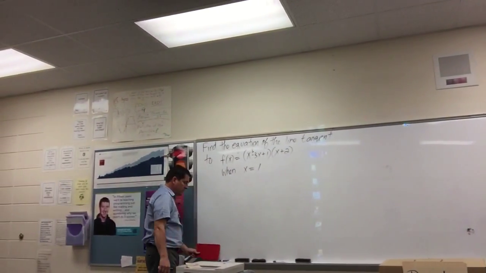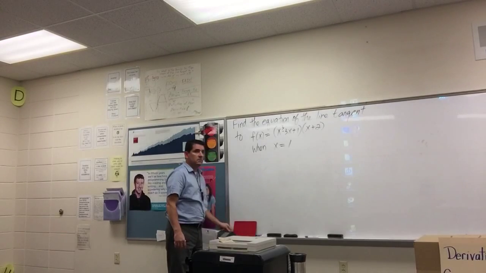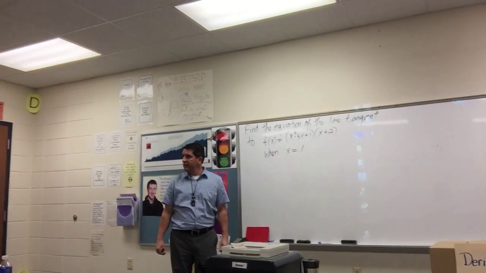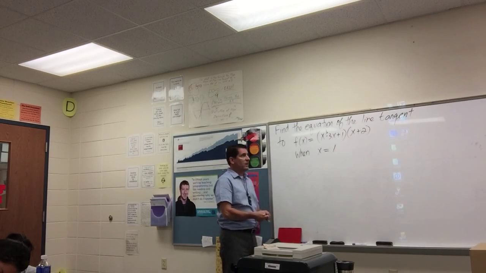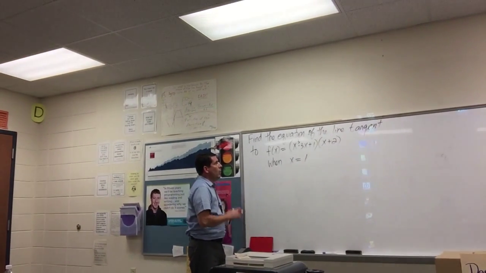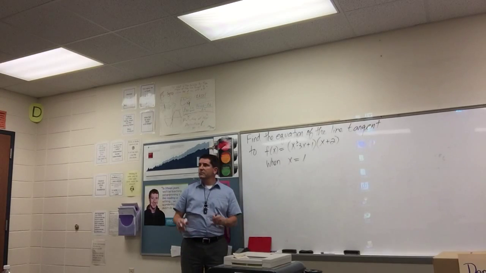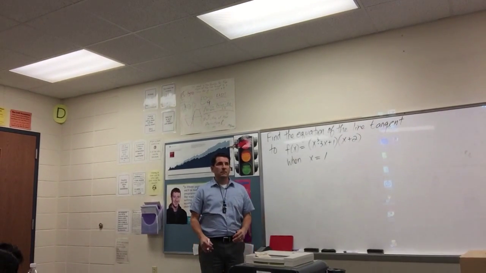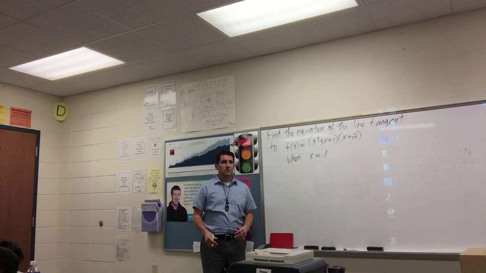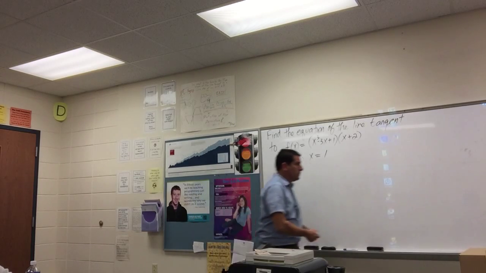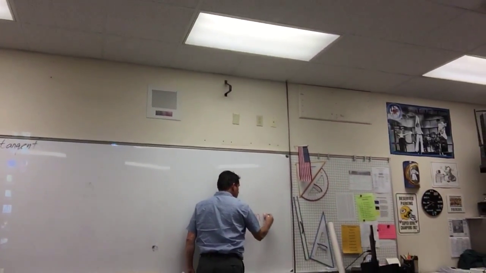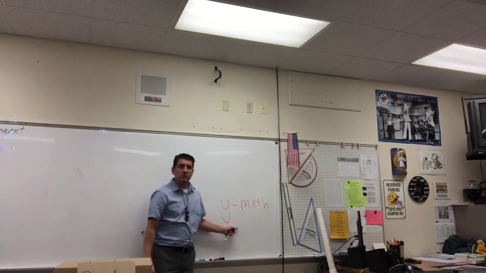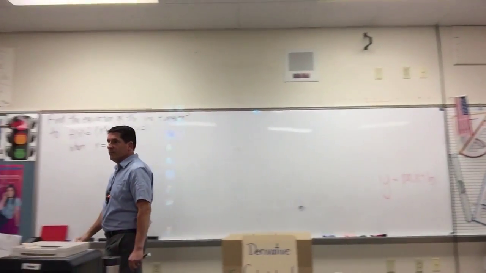Okay, this seems like one of those multi-step problems. Remember that? So let's do the steps. First of all, what kind of answer are we supposed to get? Equation of a line. So somewhere when we're done here, we're going to have a y equals mx plus b. That's the goal. We're going to take up the whole entire board?